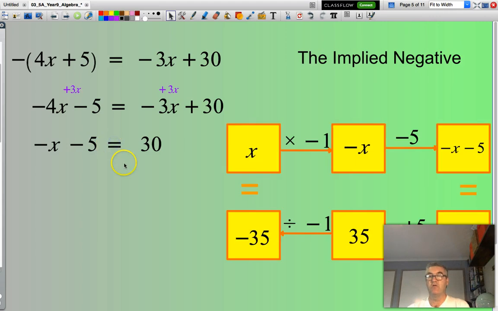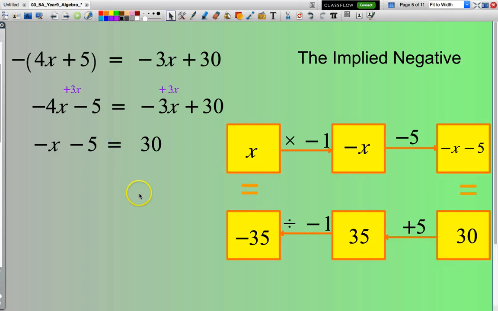Then I can use backtracking to solve that equation. You can pause the video here if you want to have a look at that backtracking.